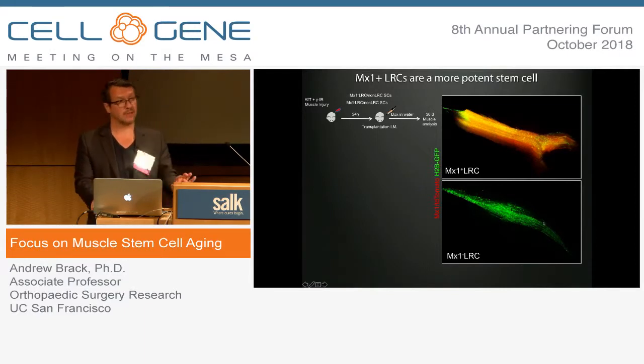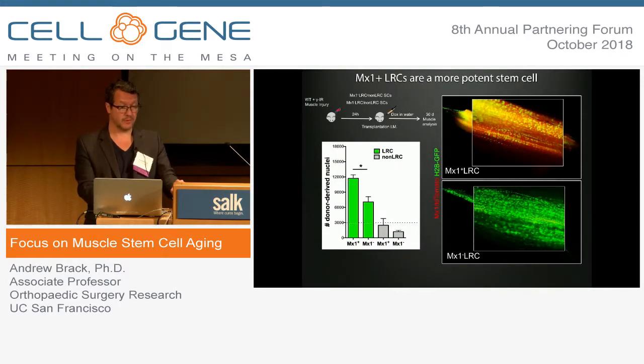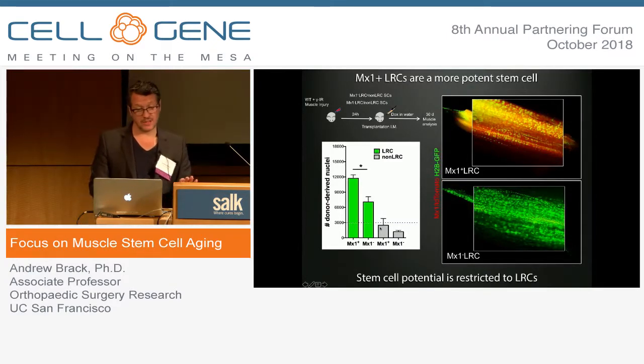And we injected 3,000 stem cells, and we quantified the number of donor-derived nuclei. And here you can see by far about a 4 to 30% increase in the MX1 positive LRC compared to the MX1 negative LRC. And as we'd previously published, non-LRCs are devoid of stem cell activity. And so it really seems that stem cell potential is restricted to LRCs, and the MX1 positive population is really the one you want that can survive and engraft under the stressful environment of a transplantation.